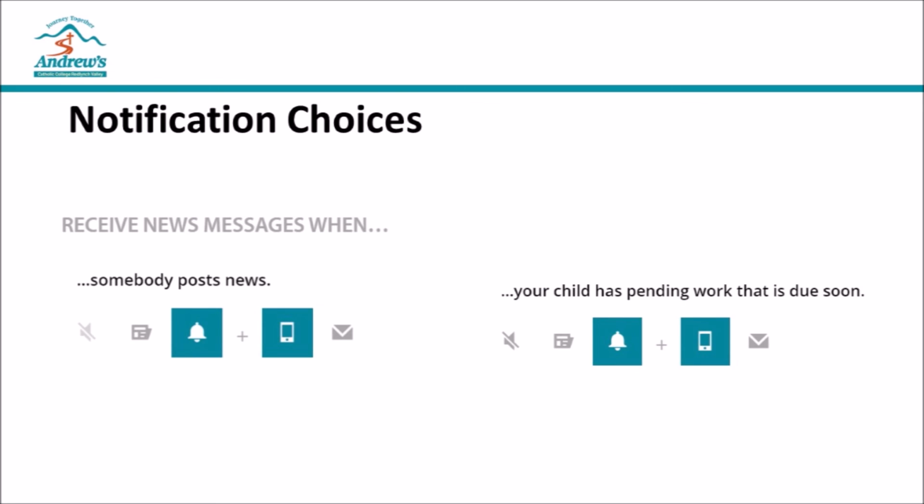In most cases, all choices are available to parents. However, sometimes we remove the mute choice to ensure that you get the information we believe you need to receive. In the first example, when somebody posts news, you will see that the mute button is greyed out. This means it's unable to be selected. Whereas in the second example, the mute button is not greyed out. You could mute the second example, but you cannot elect to mute the news item.